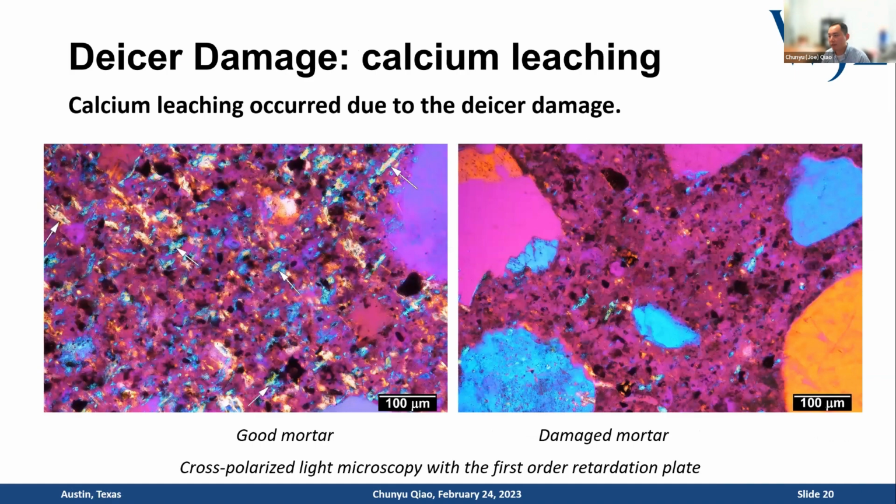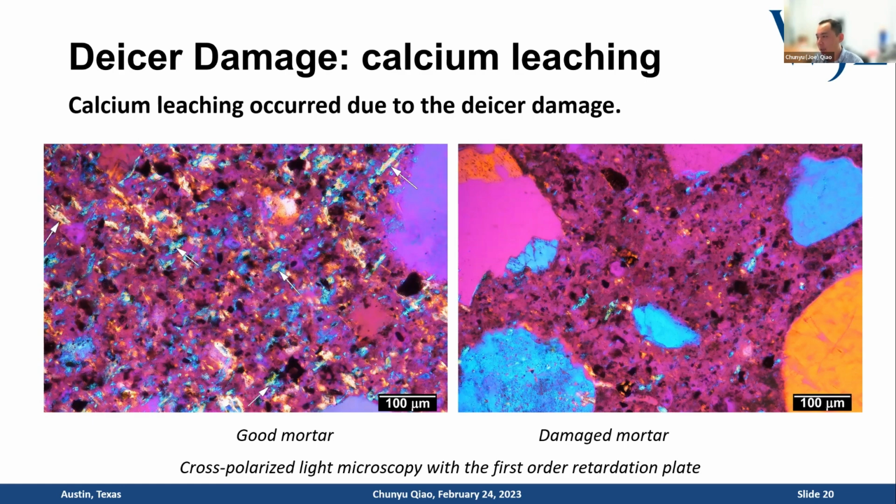So why do we have calcium hydroxide in a void? What does that mean? That means when we think about the chemical reaction between the calcium hydroxide and calcium chloride in the deicer, it has an effect of calcium leaching, which will extract the calcium hydroxide, pull this calcium hydroxide from the matrix to the air void to form this calcium oxychloride.